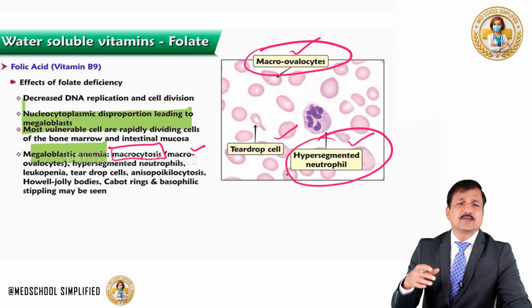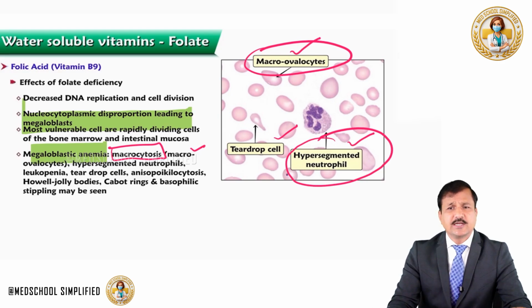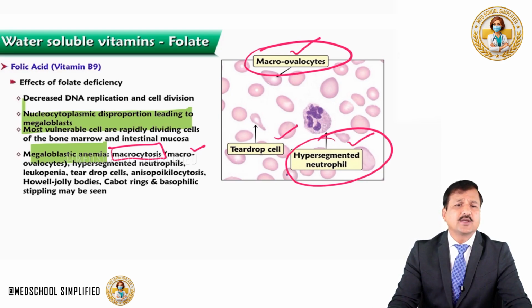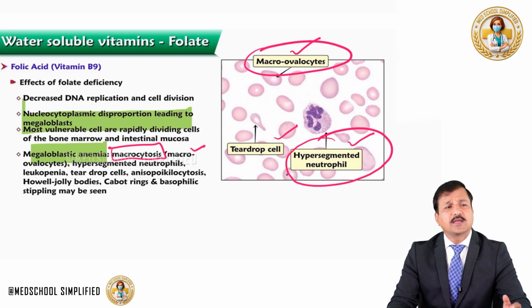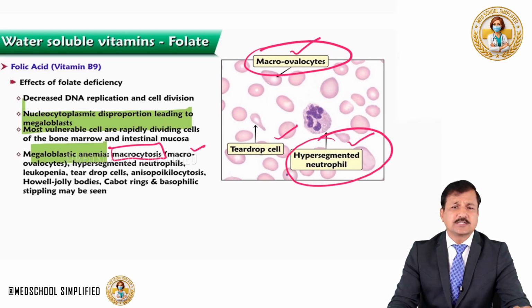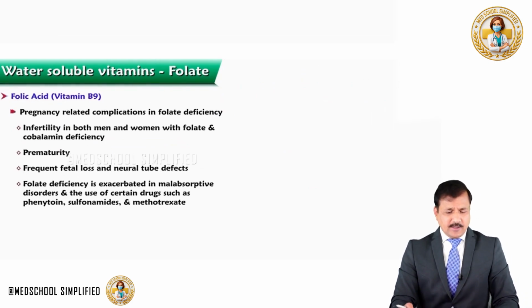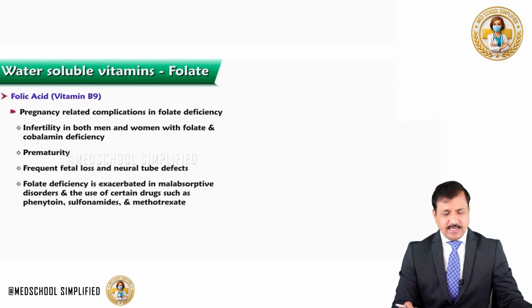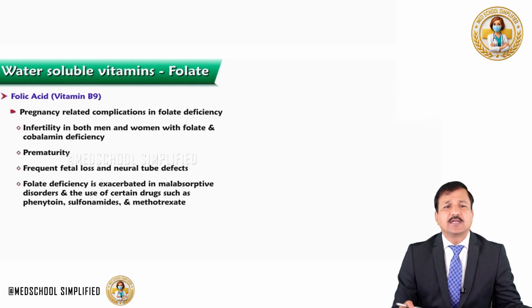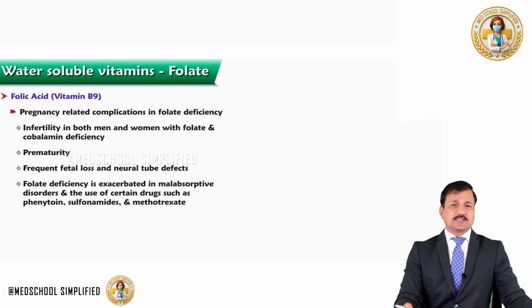Coming to platelets, the platelet count is usually reduced. Giant platelets may also be observed. Reticulocyte count can be normal or it can be low because of the hemolysis that is going on there. Alright, now let's move on to see what are the pregnancy related complications that are seen in folic acid deficiency.